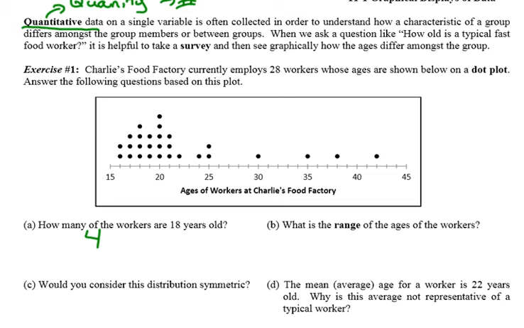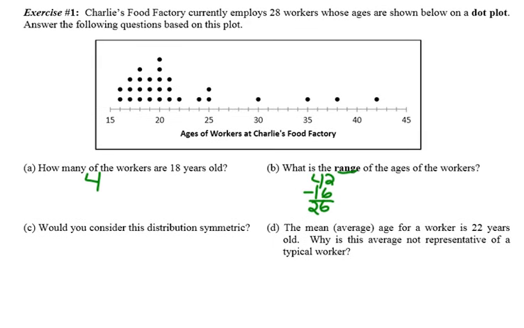What is the range of the ages? So you have to find the range is always highest minus lowest. So that's 42 minus 16. So I believe that's 26. Would you consider this distribution symmetric? Well, symmetry means that it looks the same on both sides. So no, I would not. There's definitely a higher grouping down here in the lower age range than there is in the upper age range.